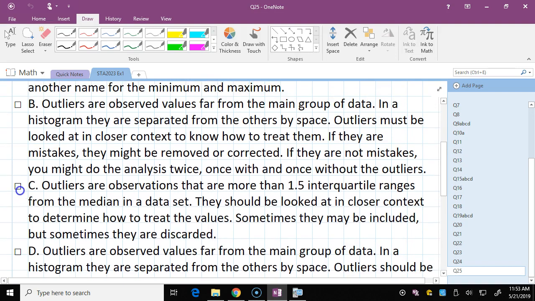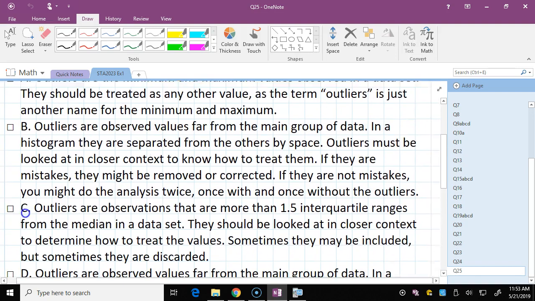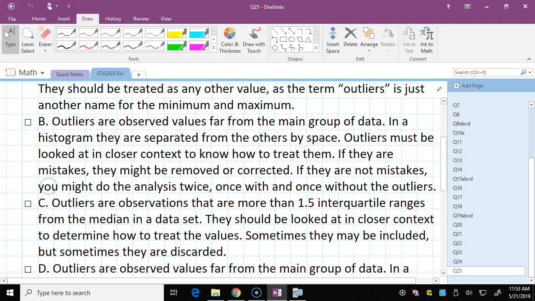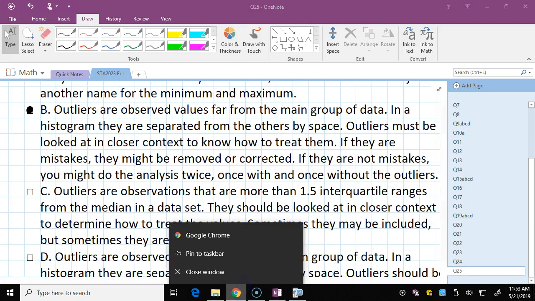Say it again. You go with B. B is the real answer, because again, we're talking about someone that doesn't know anything. So B says right there, they're far from the main group. You'll see space. Maybe they know what a histogram is, but maybe they don't. But they'll understand that, oh, space. And then other things like if you look at it closer in context, they could be mistakes. They may not be. You may run it twice with or without the outlier.